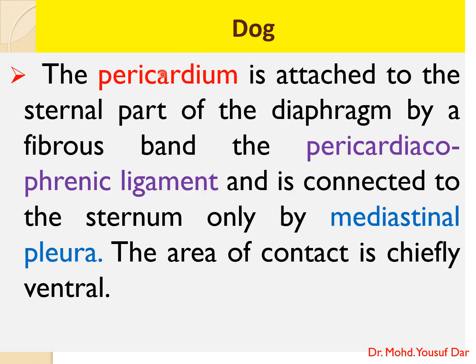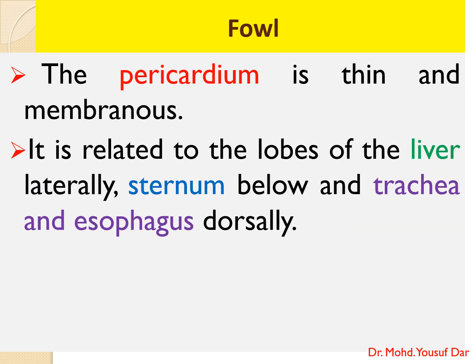Now in the case of the dog, the pericardium is attached to the sternal part of the diaphragm by a fibrous band known as the pericardiophrenic ligament, and is connected to the sternum only by the mediastinal pleura. The area of contact is chiefly ventral. Now in the case of the fowl, the pericardium is thin and membranous. It is related to the lobes of the liver laterally, the sternum below, and the trachea and esophagus dorsally.